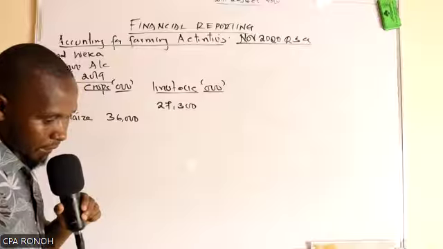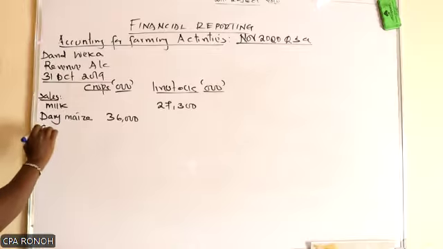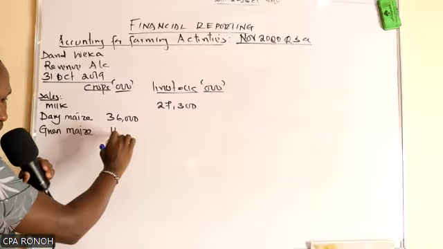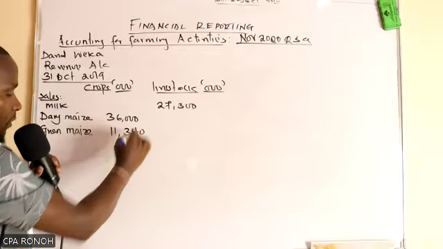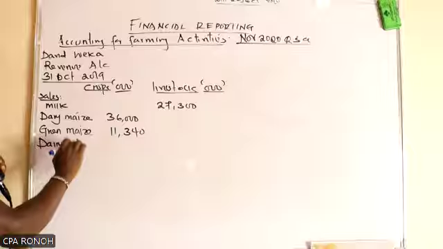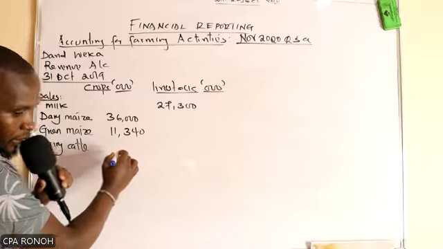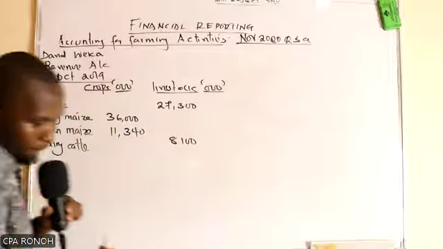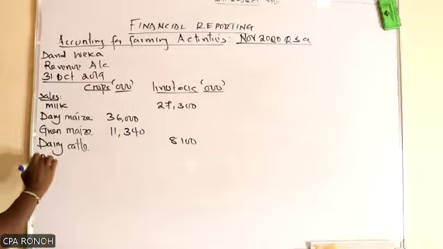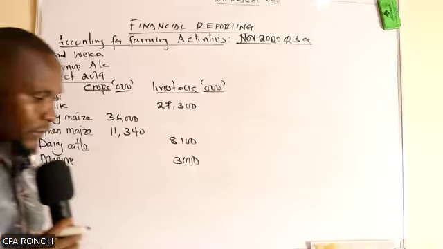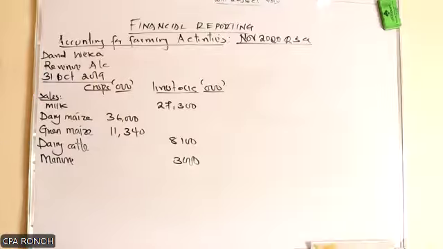We have green maize. Maize also is for the crops. That is 11,340. We have dairy cattle. Dairy cattle is for livestock, that is 8,100. And then we have manure. Manure is for the livestock. That is the first revenue, or the sales, we have for the farming.